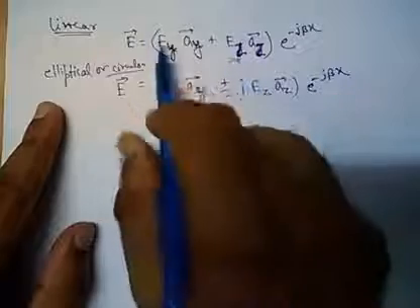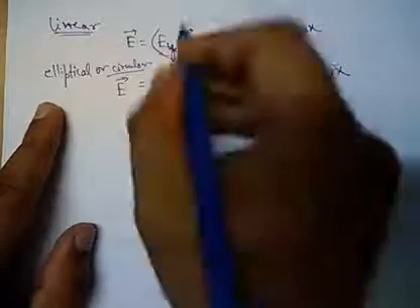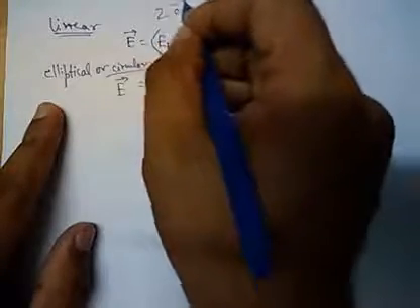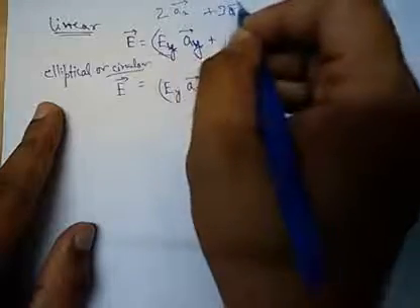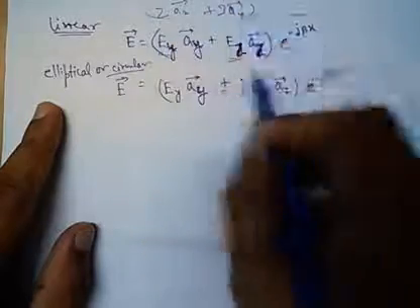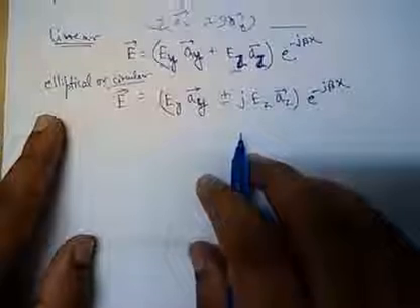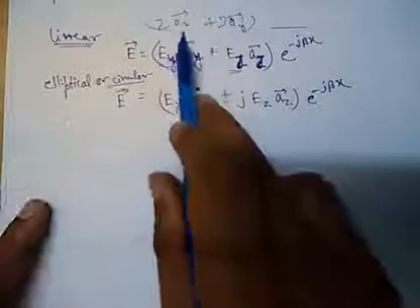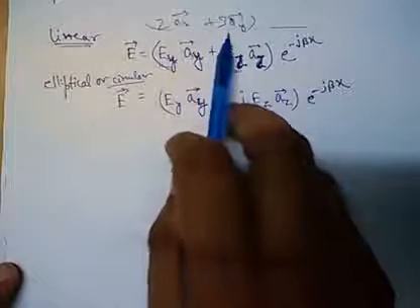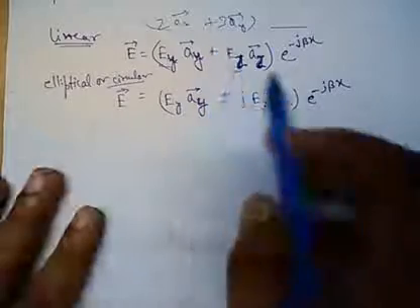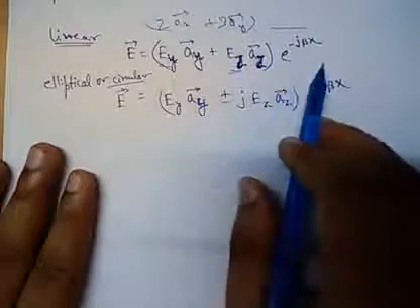We can see here that EY is some constant and EZ is constant. For example, 2 vector AX plus 3 vector AY, and the rest is the same, exponential minus j beta x. So this type of polarization will be called linear polarization. Now the question is why? Actually this is in phasor form.